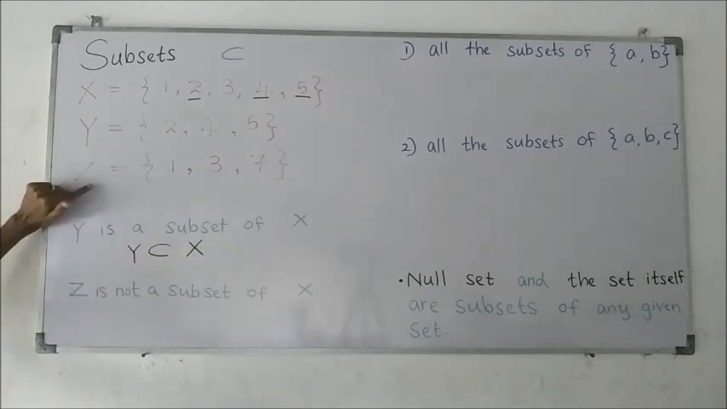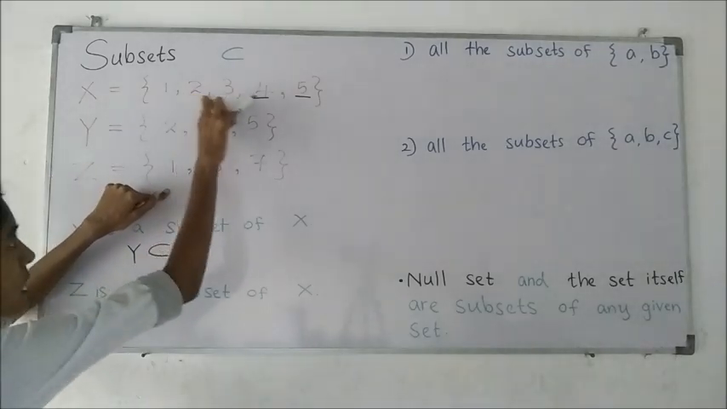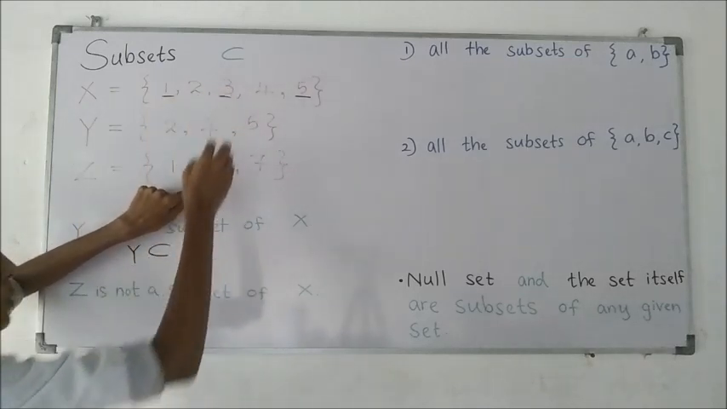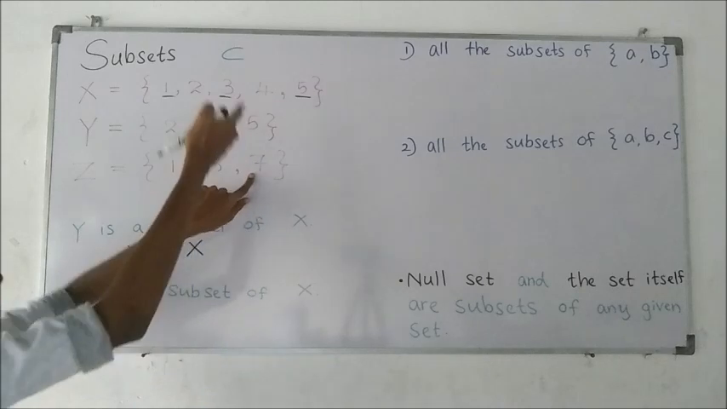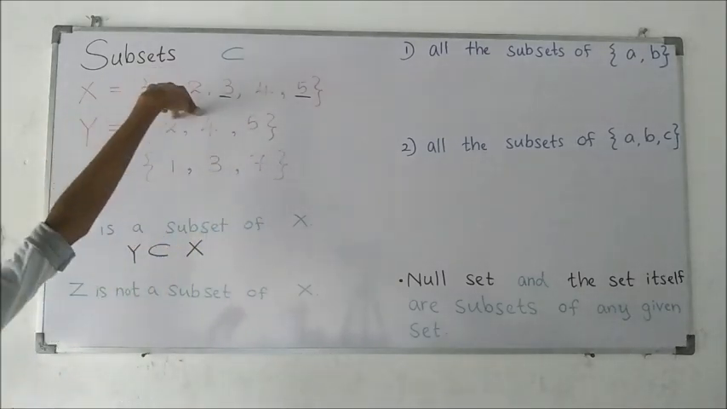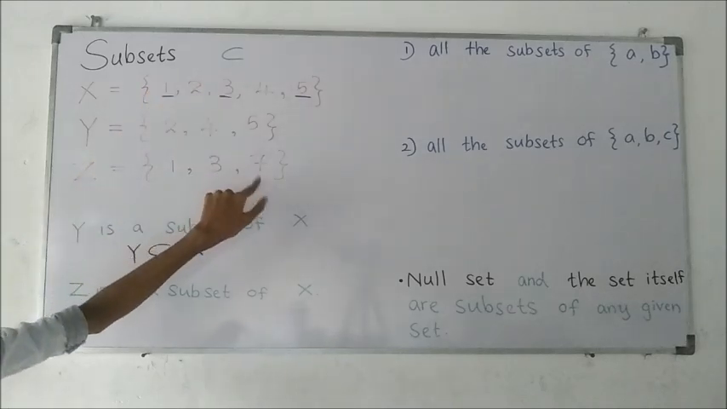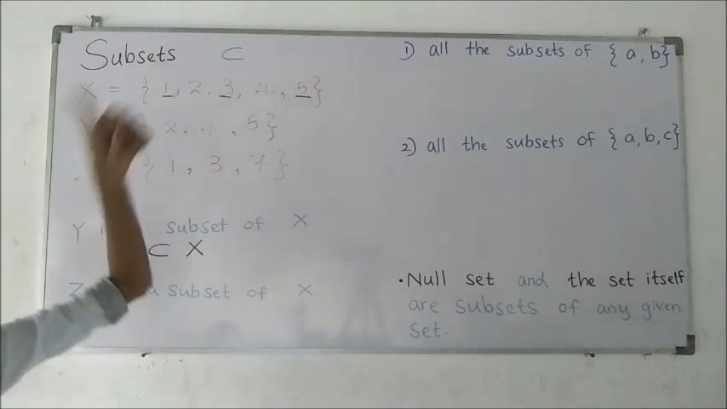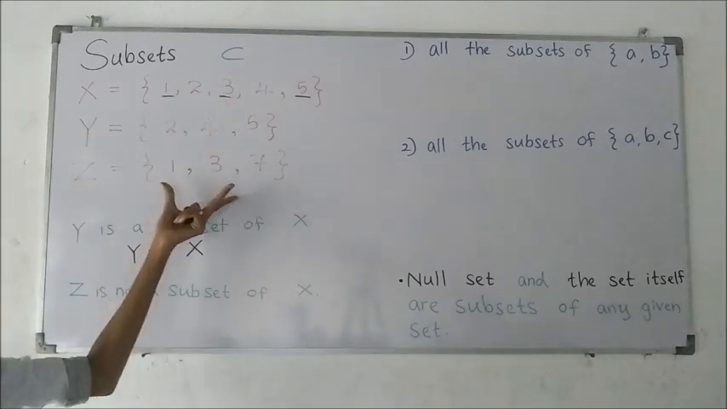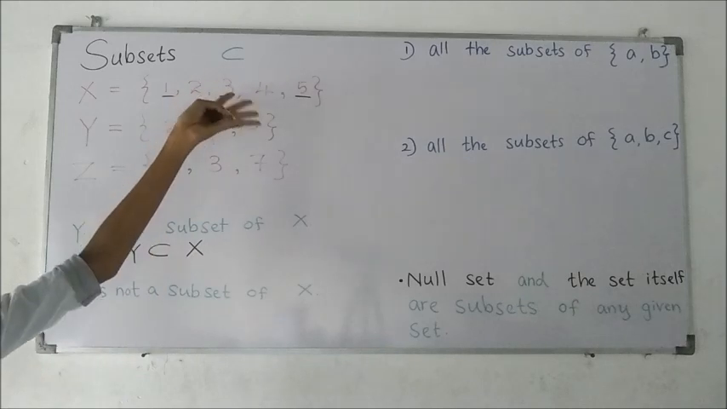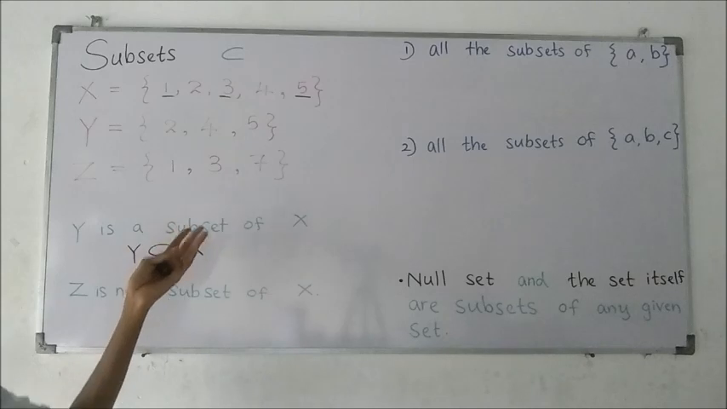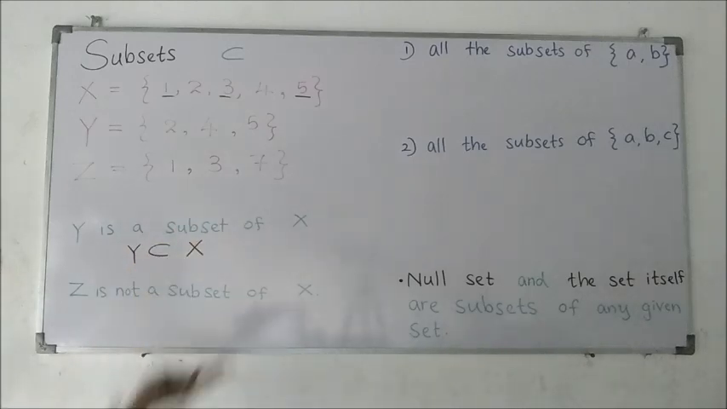Then go to set Z, 1, 3, 7. 1 is here, 3 is also there, but 7 is not there in set X. Though there are 2 elements in this set that are available, we know that the last element is not available in set X, the main set that we considered. So we cannot see all the elements in this set, right? So that means Z is not a subset. Though there are 2 elements, all the elements can't be seen inside that set.